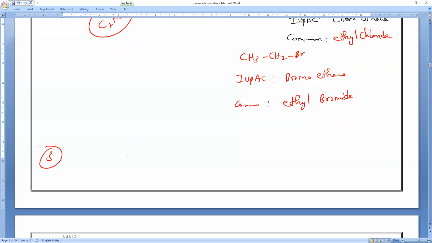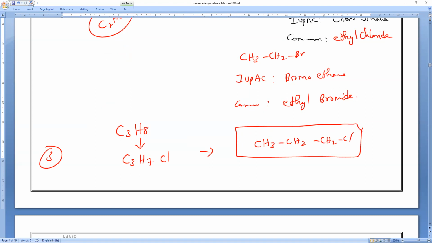Next, let me take the third one. C3H7Cl. That is what? C3H8, and we are replacing one hydrogen. So can you tell me the structure of this one, anybody? How will it come? CH3, CH2, CH2Cl. Will you all agree with me? You can check it. Three hydrogens, already two bonds are over, two hydrogens, and one chlorine with two hydrogens. Am I right, everybody? So that's all it is: CH3CH2CH2Cl.